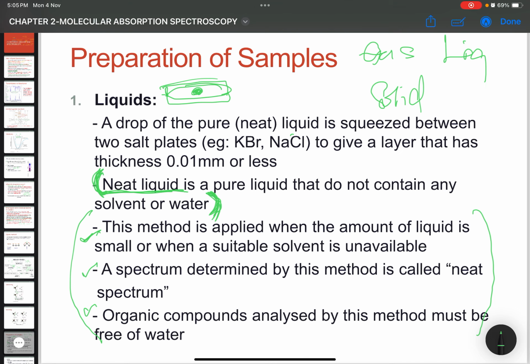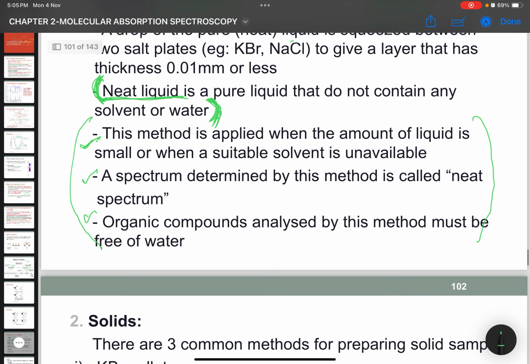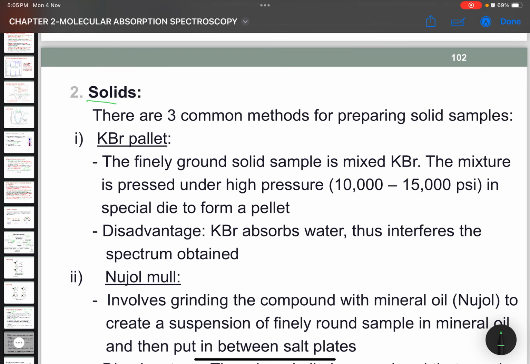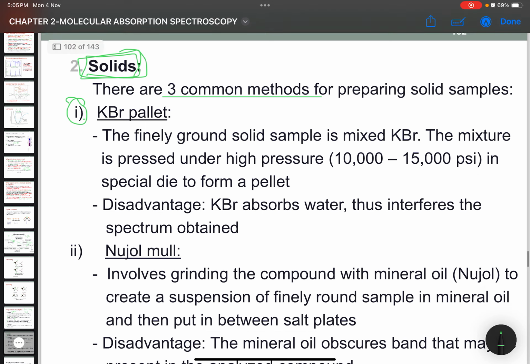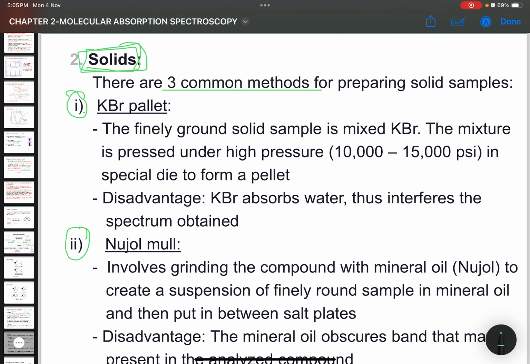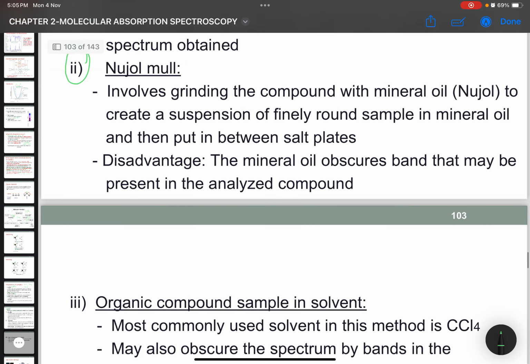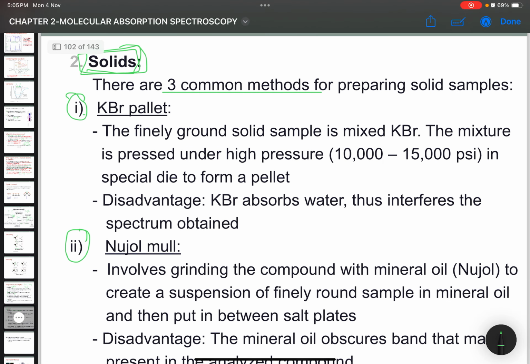The second sample preparation is for solid. Tadi for liquid, now solid. We have 3 common methods to analyze solid sample. First, using KBR pellet method. Second, using Nujol mull method. And the third one, using organic compound sample in solvent. Okay, kita tengok satu-satu. KBR pellet, this is the one yang saya tunjuk masa dekat lab tu, yang kita kena grind. First kita kena grind kita punya sample mix dengan KBR.